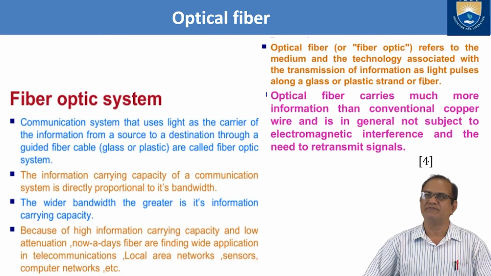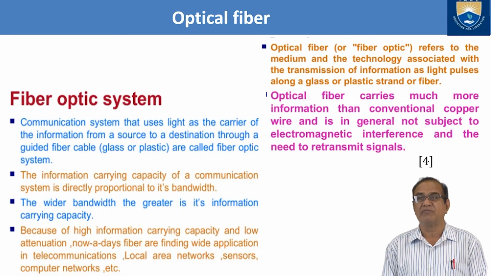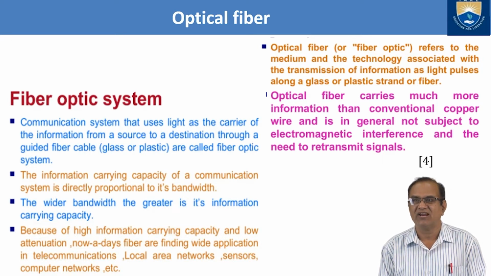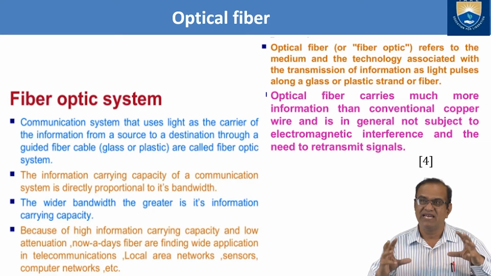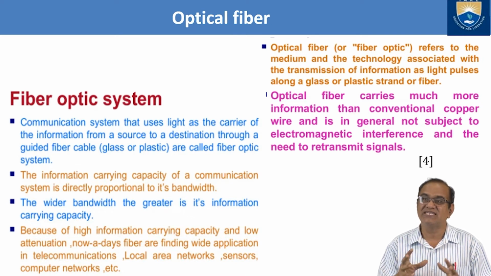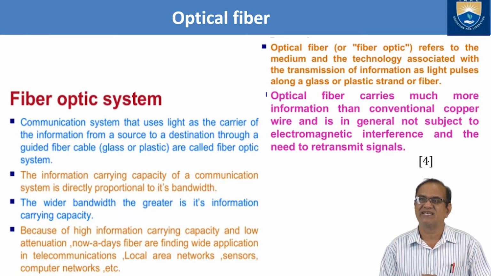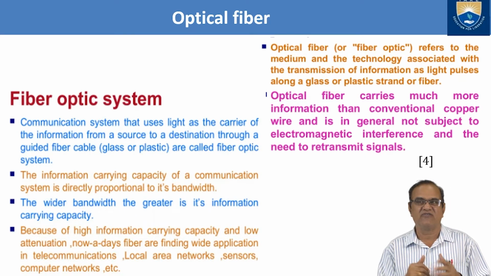So in this, what happens? Fiber optics refers to the medium and the technology associated with the transmission of information. In this, information is transmitted as a light pulse. It is not a current pulse. It is a light pulse along a glass or a plastic strand or fibers. So that is the difference.